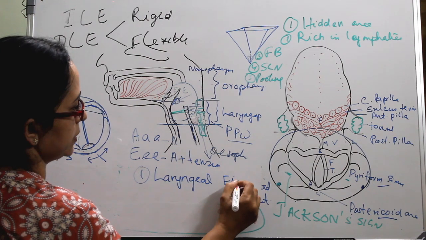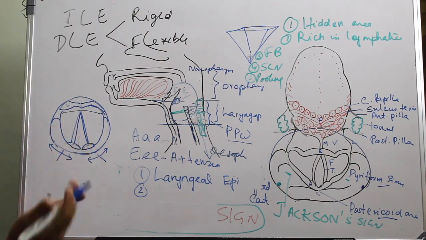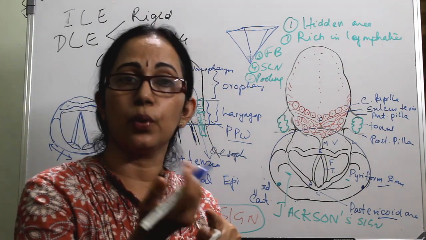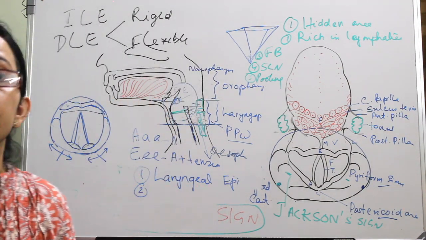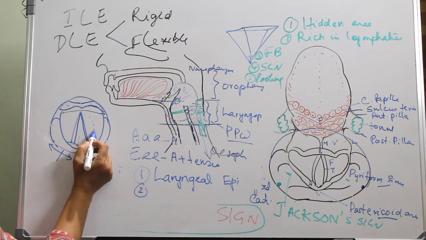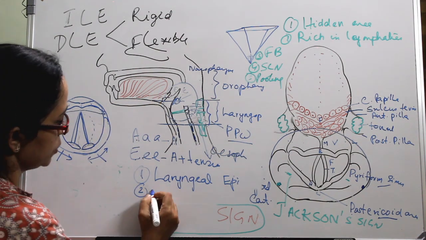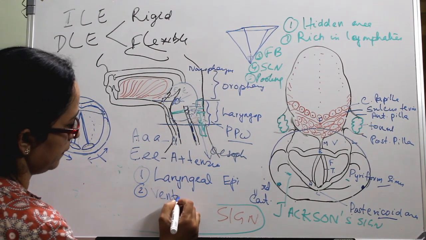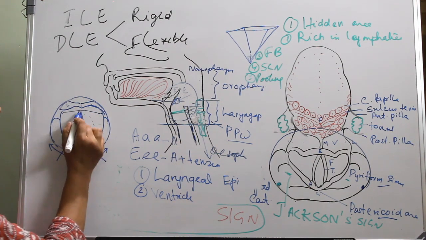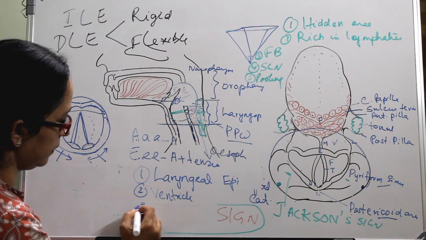The second, in between this true cord and the false cord, there is a fold of mucosa, and that is called the ventricle. Between this true cord and the false cord, actually there is the ventricle. That is not seen by an indirect laryngoscopic mirror. So ventricle is not seen. Then can you see the anterior commissure here? No, you cannot see. So that is another blind area.